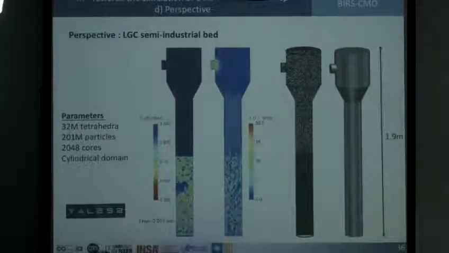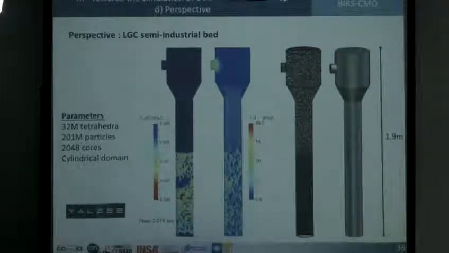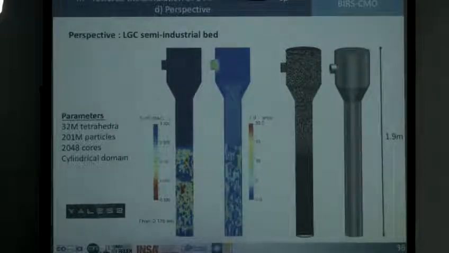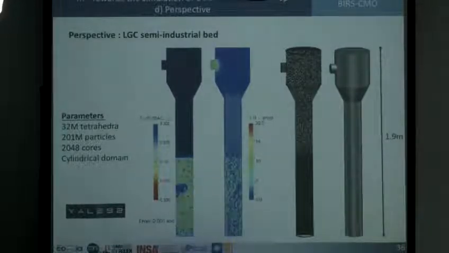These are the very first instants of the simulation of the LGC fluidized bed. It contains 200 million particles and is running on 2,000 cores, and we definitely have to test our modeling strategy for combustion purposes in this case.